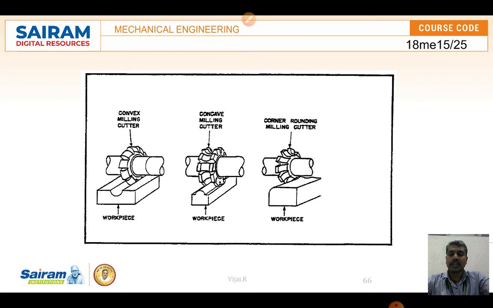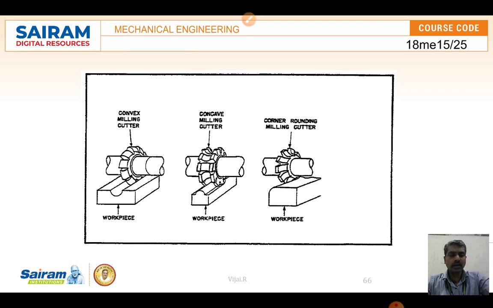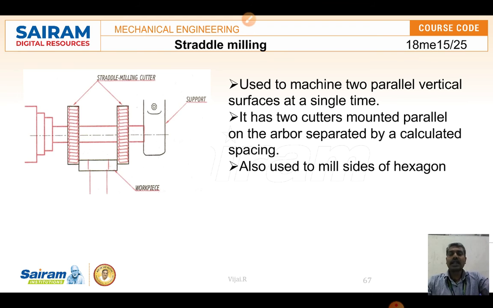As form milling cutters we can see different types which are used for the production of components like convex shape or concave shape products, or a workpiece which has a round edge like this. The shape of the cutters will be helpful, so we call them form type cutters, form milling. And we can see one more thing, straddle milling and gang milling operations.